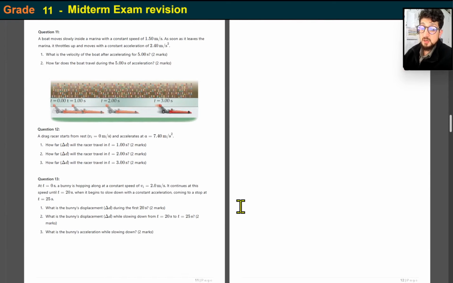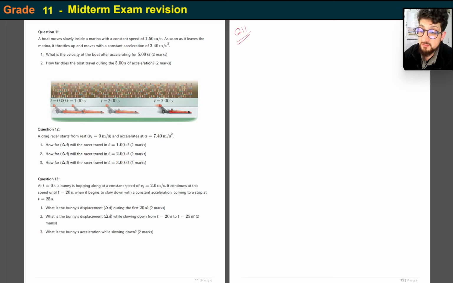Question 11. A boat moves slowly inside a marina with a constant speed of 1.5 meters per second. As soon as it leaves the marina, it throttles up and moves with a constant acceleration of 2.4 meters per second squared. What is the velocity of the boat after accelerating for 5 seconds? Okay, so this is where we get into the kinematic equations. So what is the velocity of the boat after 5 seconds?